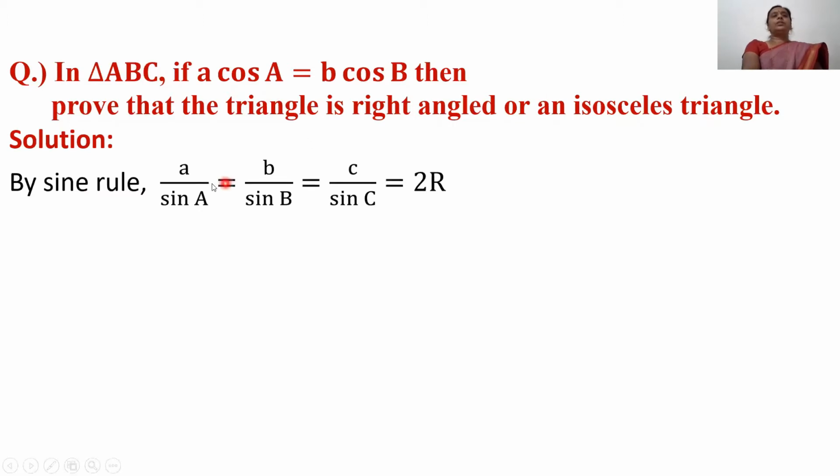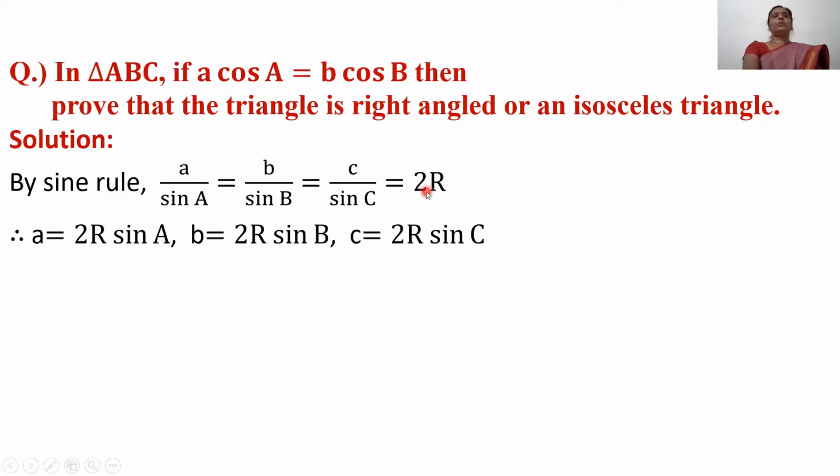In the solution, you write down the sine rule: a divided by sin A is equal to b divided by sin B is equal to c divided by sin C is equal to 2R. Again, you compare the first term with 2R. You will get a is equal to 2R sin A. Second term compared with 2R, then you will get b is equal to 2R sin B. Similarly, compare the third term with 2R. We will get c is equal to 2R sin C.